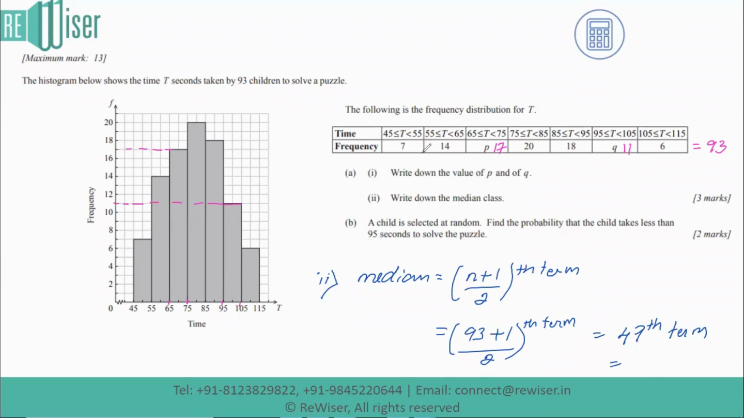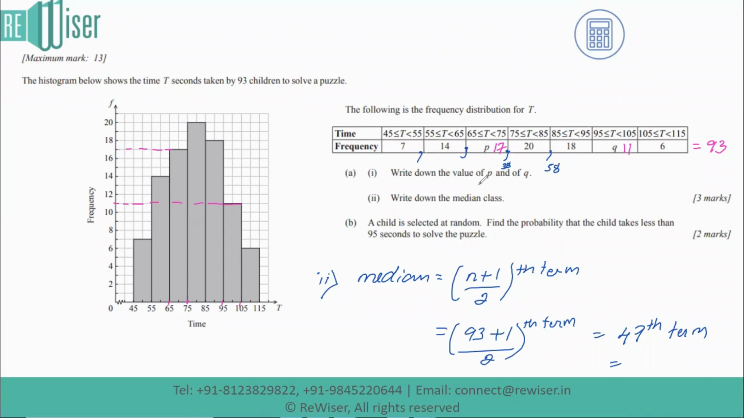Now till here, if you calculate, 7 students are over, and till here it's 7 plus 14, which is 21. So 21 terms are over, and till here 21 plus 17. We need to calculate the cumulative values. So 21 plus 17 is 38. So 38 terms are over here, and till here 38 plus 20 would be 58.